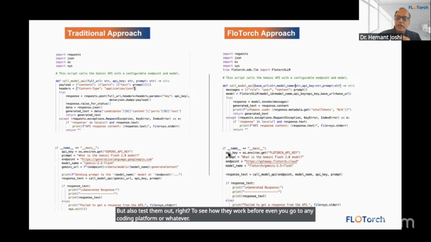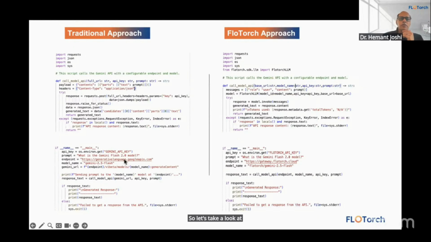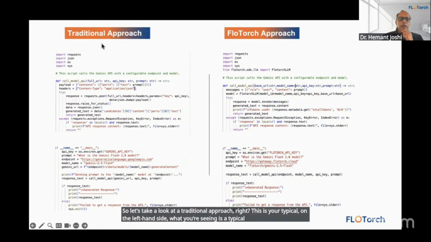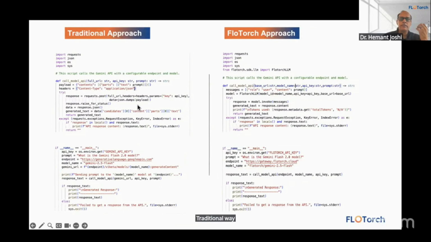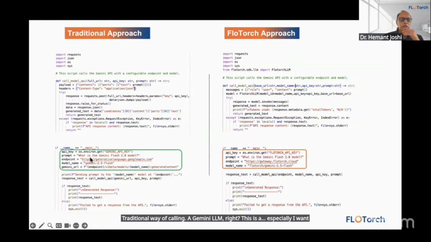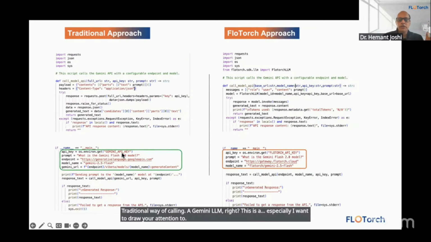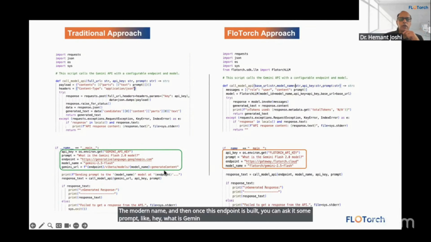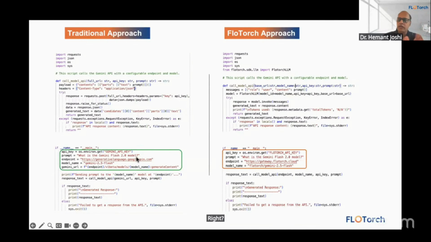So let's take a look at a traditional approach, right? This is your typical, on the left-hand side, what you're seeing is a typical traditional way of calling a Gemini LLM. I want to draw your attention to, you'll have a Gemini API key, you'll have an endpoint for Gemini APIs, the model name, and then once this endpoint is built, you can ask it some prompt like, hey, what is Gemini Flash 2.0 model, right? Or 2.5 model. You can change queries there, right?